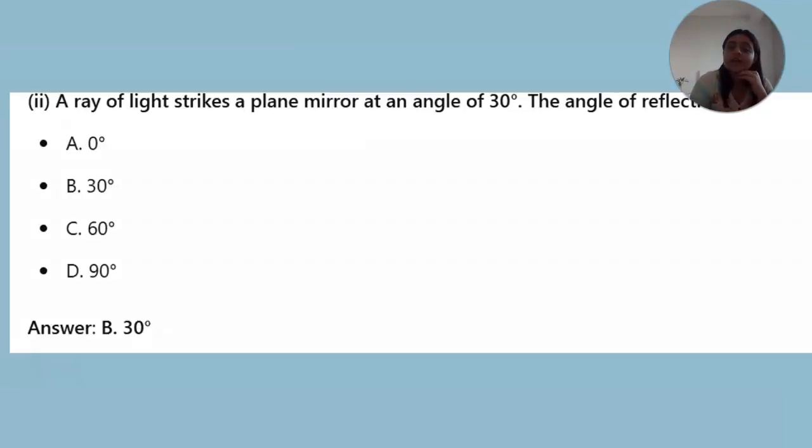A ray of light strikes a plane mirror at an angle of 30 degrees. The angle of reflection is also 30 degrees. So the second law of reflection states that the angle of incidence is always equal to the angle of reflection. So when the angle of incidence is 30 degrees, the angle of reflection is also 30 degrees. Okay.